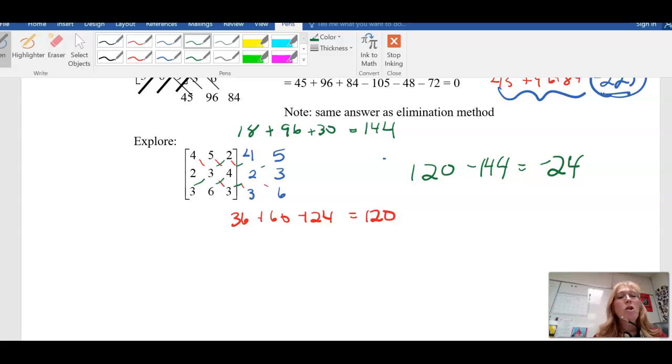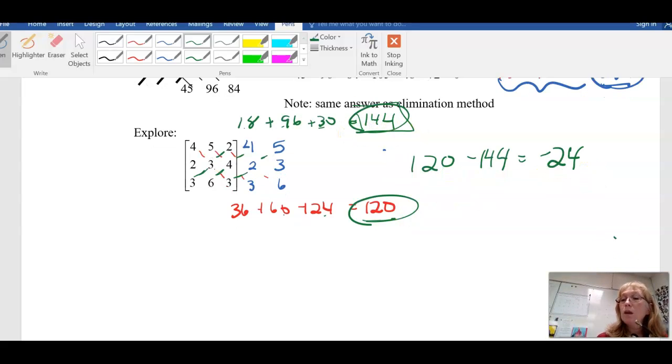All right, I hope you did a good job. All you did here is you rewrote your first two columns. 4 times 3 times 3 is 36. 5 times 4 times 3 is 60. 2 times 2 times 6 is 24. Add those up, you got 120. Now you do the up diagonals. 3 times 3 times 2 is 18. 6 times 4 times 4 is 96. 3 times 2 times 5 is 30. Add those up and you get 144. Subtract the bottom one minus the upper one, and you got a negative 24. Hope you did a great job.